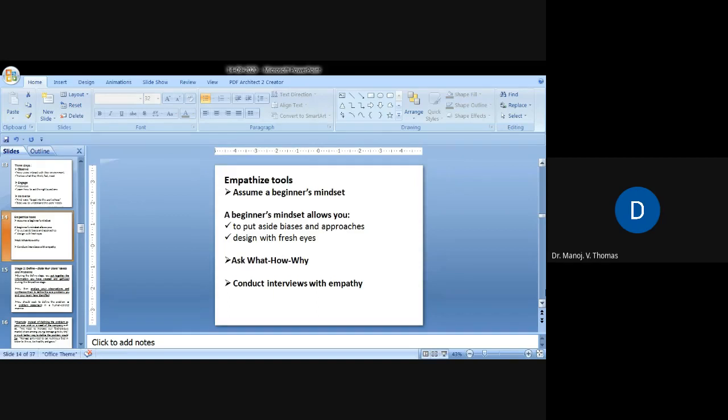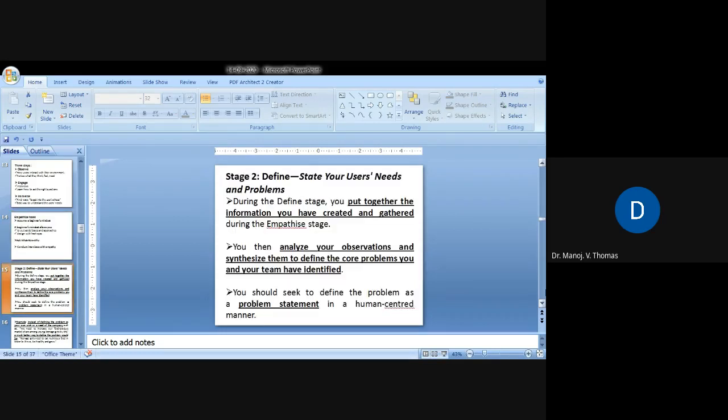And you should ask what, how, why questions. So you ask as many questions as possible with the users to get a clear understanding of their requirements. Conduct interviews with empathy. You try to actively listen to them rather than imposing your ideas and knowledge on the people. You listen to them, you try to understand their problem, their requirements, then you can have a solution, isn't it? So that is the empathize stage.